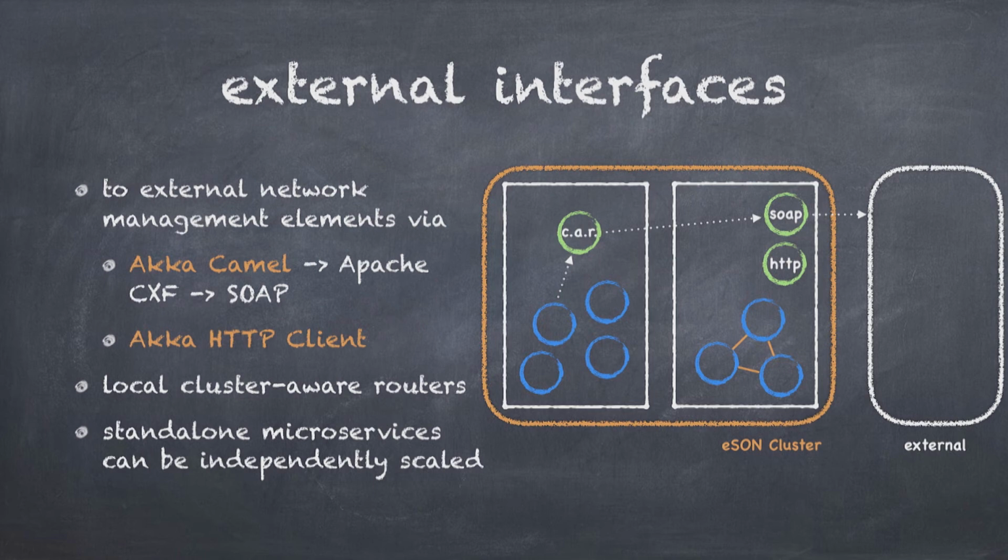So the way this works is you stand up a few of these interface actors somewhere in your cluster, and then locally on each node you run a cluster-aware router that can reach the SOAP or HTTP interface. So that is very convenient as well. Works very nicely.